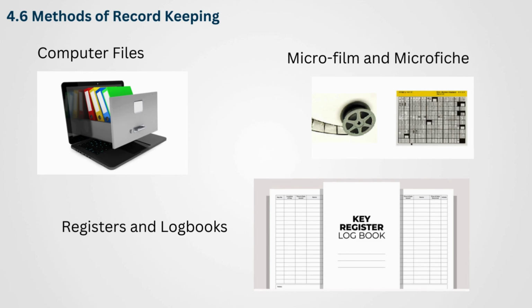Furthermore, is on the methods of record keeping. So, this is done through three methods. Firstly is on the computer files. This has become a pretty common practice in the world these days. Next is on the microfilm and microfiche. And lastly is on the registers and logbooks. So this helps keep record of the training undergone as well as comments received on your performance.